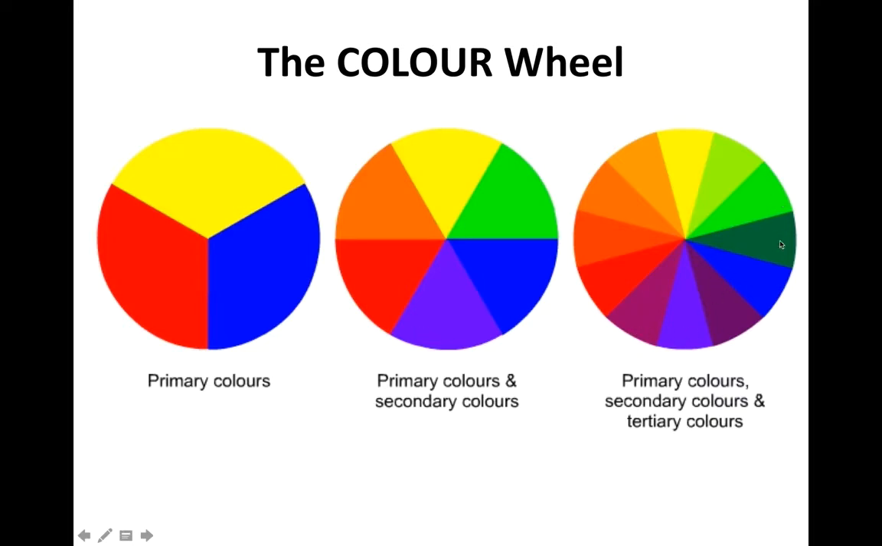Tertiary colours, on the other hand, is when you start mixing those secondary colours together. So if you mix green and blue, you'll get this darker green. If you mix yellow and orange, you'll get a slightly lighter orange. So we've got primary, secondary and tertiary colour wheels there for you.